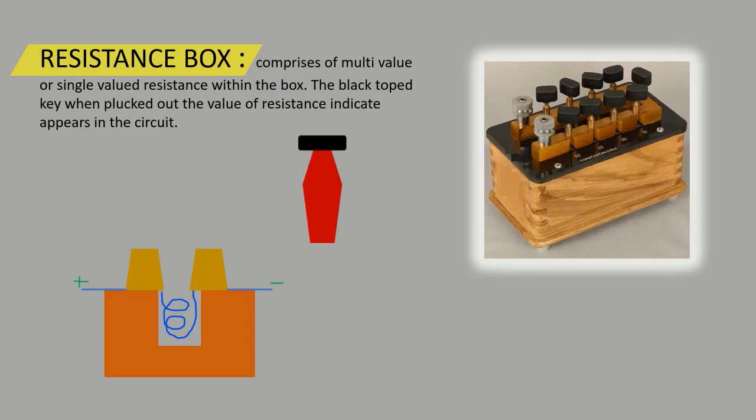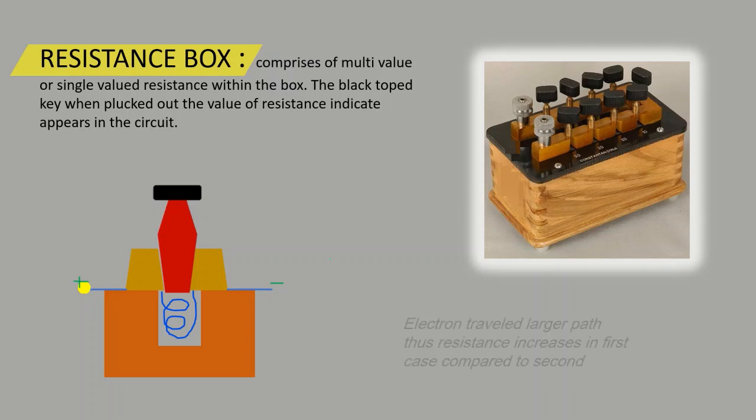Now if we plug in the key, the electrons will travel a straight path, reaching from the negative terminal to the positive terminal. Hence we observe that when we plug out the key, the electrons are required to travel a longer path compared to when we plug it in. In this way, due to the longer path traveled by the electrons, more resistance is added in the circuit. It's quite simple as that.